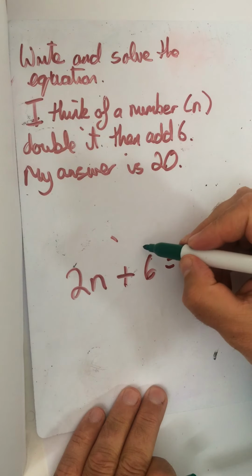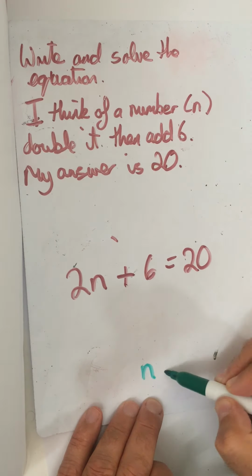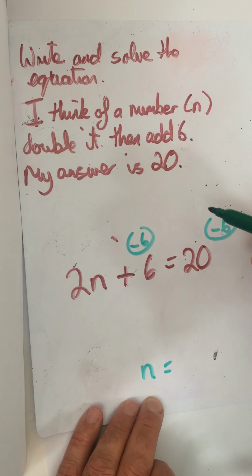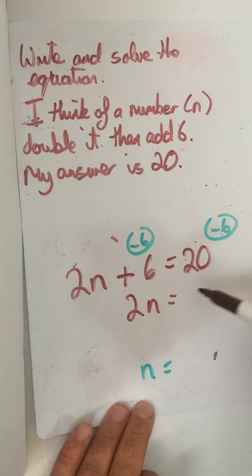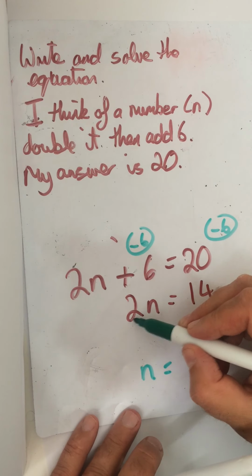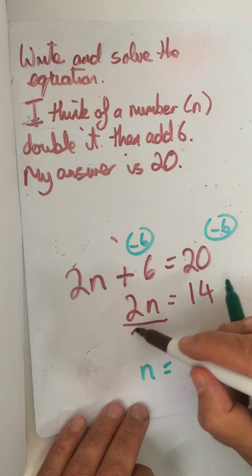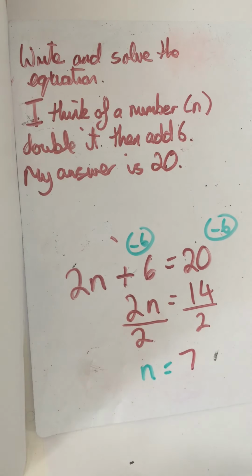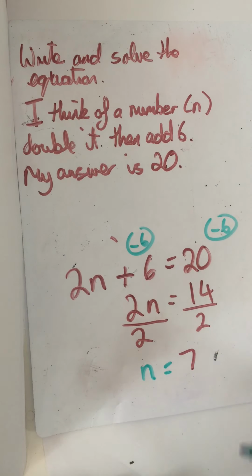Okay, so I want to get rid of this plus 6 because I'm going to be left with n, don't I, at the bottom. So I'm going to take away 6 from that. I have to take away 6 there. Okay, so that leaves me with 2n is equal to 14. Now this is 2 times n, so I'm doing the opposite to timesing, and I'm dividing. So I'm going to divide by 2, n equals 7. 2n divided by 2 is n, 14 divided by 2 is 7. Okay.